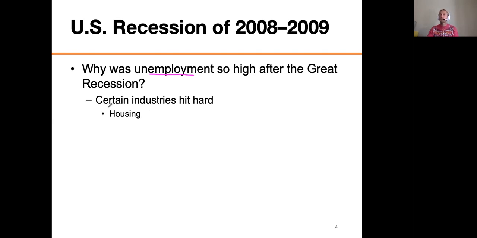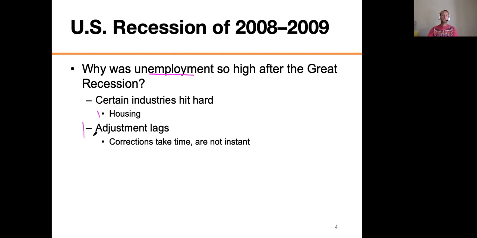Well, there were certain industries like housing that were hit really, really hard. There was a housing bubble. There was a lot of extra construction. A lot of people were employed in construction. And then when the housing bubble popped, nobody was constructing new houses, and the housing industry took a hit. Everybody was unemployed.